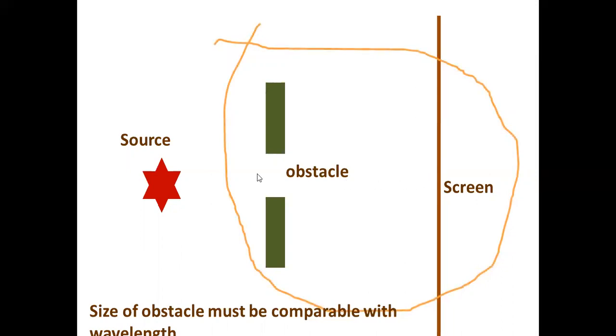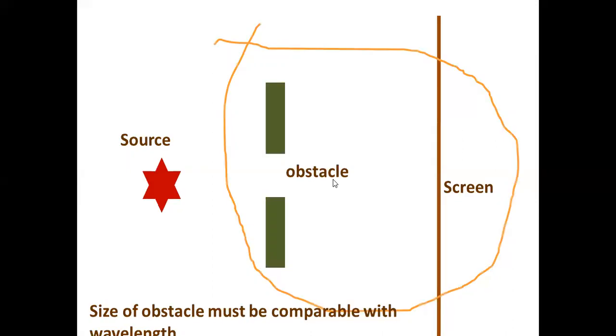The way in which source and screen are placed, we have two types of diffraction, that is Fraunhofer diffraction and Fresnel diffraction. What do you mean by Fresnel diffraction? If the source and screen are at finite distances from the obstacle, if you can measure this distance and the rays coming are diverging rays, then it is Fresnel diffraction.